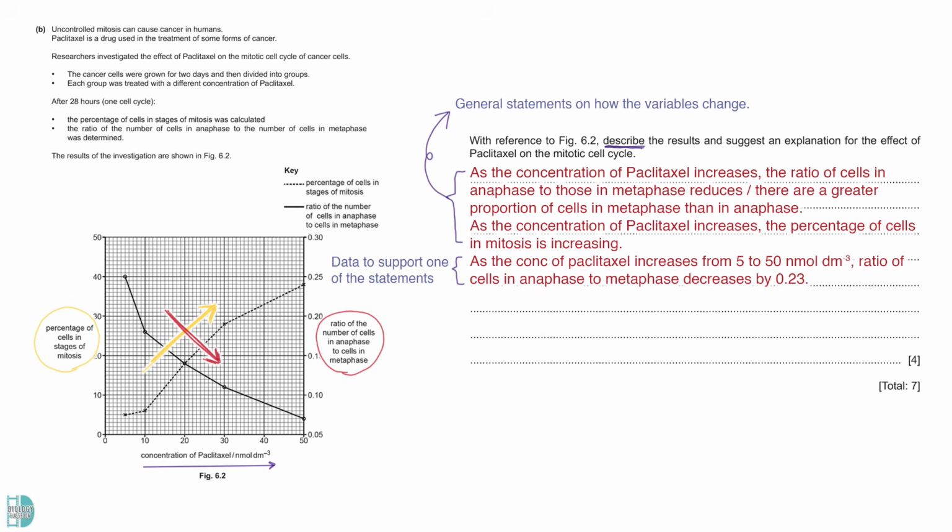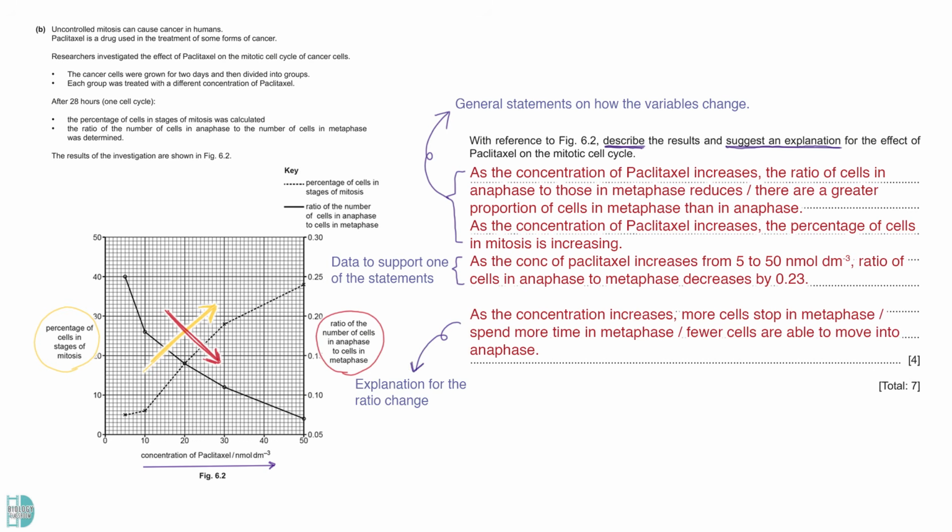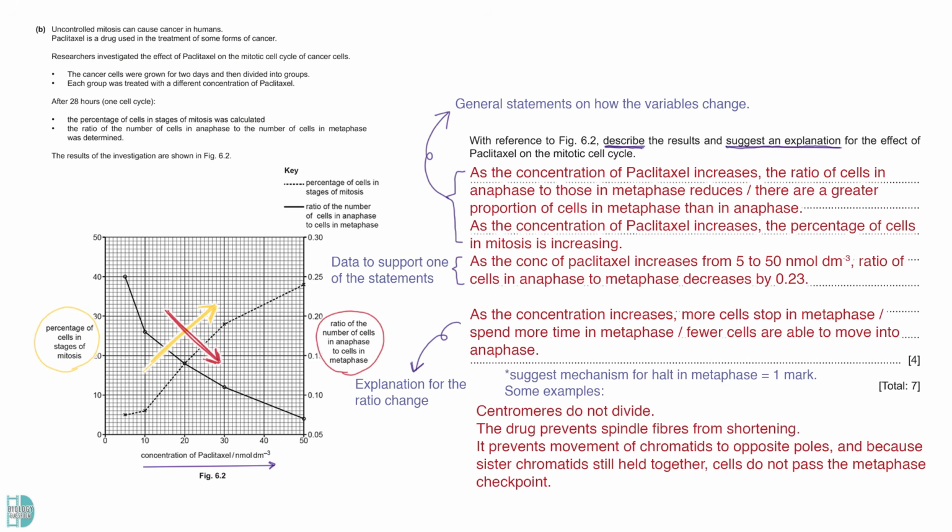After that, let's come up with some explanations. The ratio shows that more cells are in metaphase, indicating that they are stopping in that stage. That's why we see them more than anaphase. You can also suggest the mechanism for the halt in metaphase. For example, the centromeres do not divide, or spindle fibers are prevented from shortening. That's why they do not move on to anaphase.